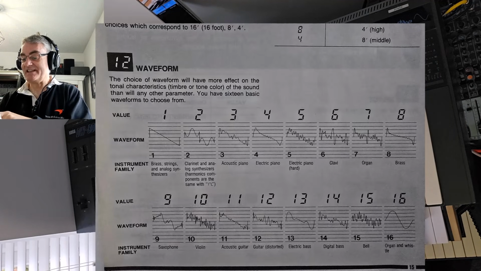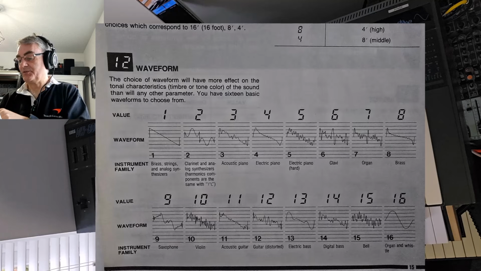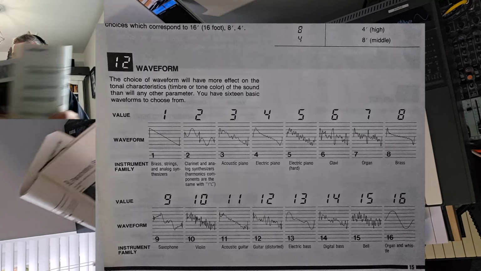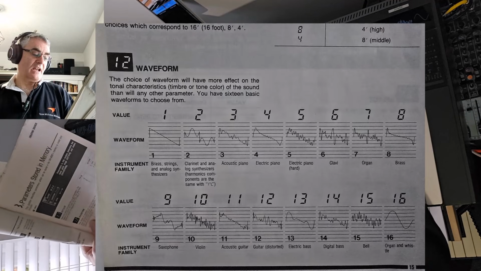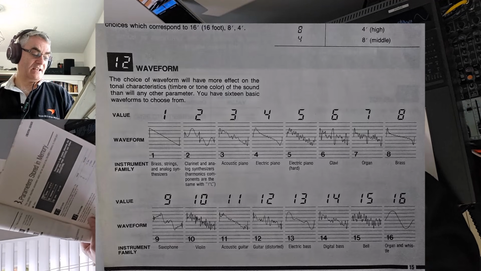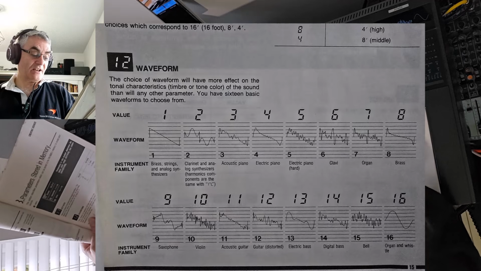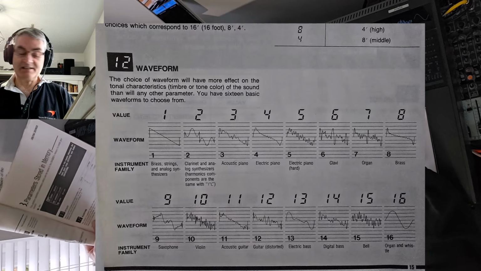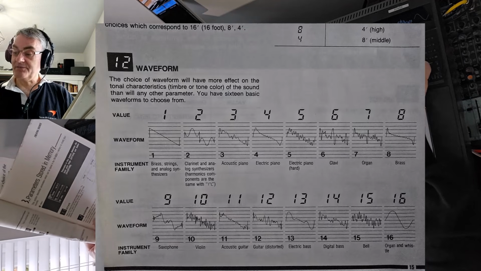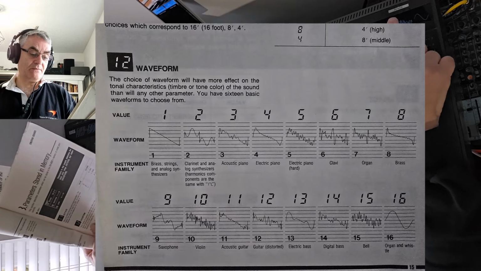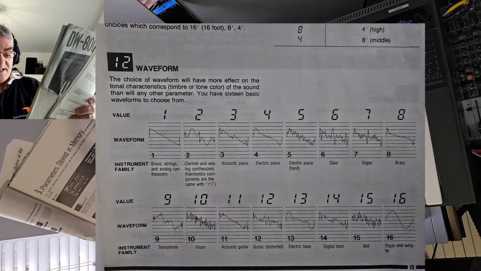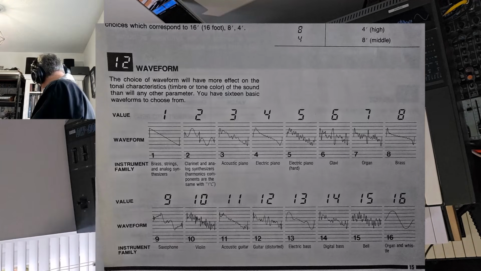2 is for clarinets. 3 is for acoustic pianos. 4 is for electric pianos. 5 for electric pianos hard. 6 for claves. 7 for organs. 8 for brass. 9 for saxophone. 10 for violins. 11 for acoustic guitar. 12 for distorted guitar. 13 for electric bass. 14 for digital electric bass. 15 for bells. And 16 for organs and whistles.